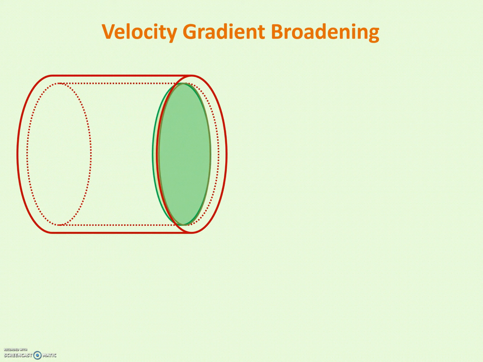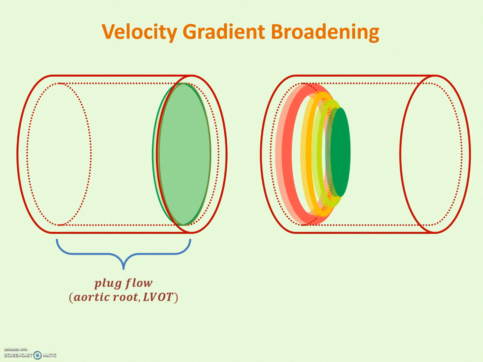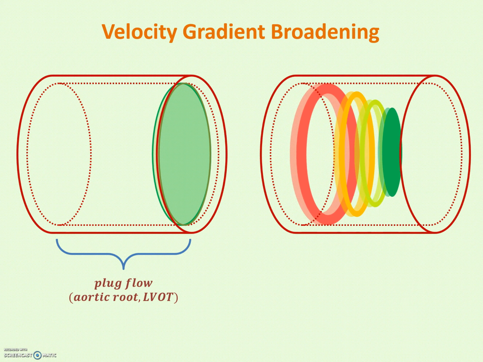And let's say that this is the left ventricular outflow tract or the aortic root. And we'll call this plug flow, which is where this kind of flow occurs. Again, all of the scatterers in the entire cross section of the vessel are traveling at the same velocity. It's plug flow. And that's quite distinct from laminar flow, where there are fast moving RBCs in the center, and then there's progressive drag on them all the way out to the endothelial lining.